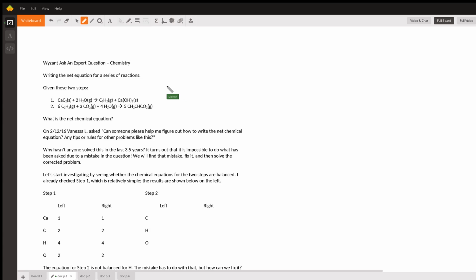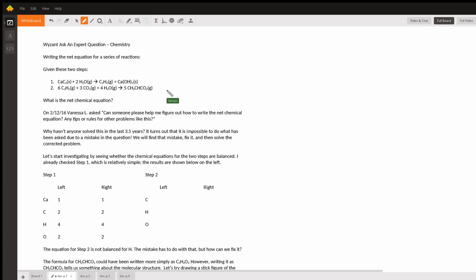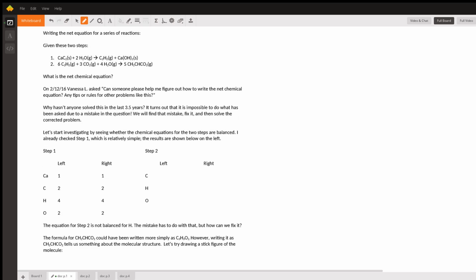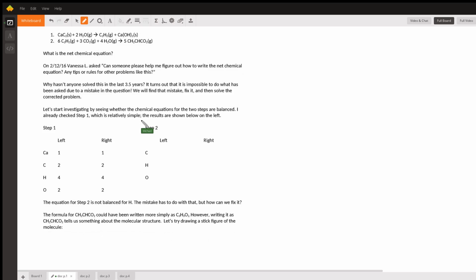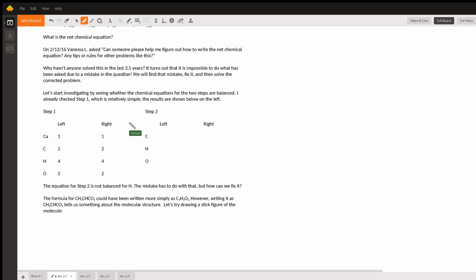So here's an equation that someone asked. Given these two steps, how do you combine them to the net equation? This was 3.5 years ago. Nobody's answered it. Why not? Because it's impossible, because there's a mistake in the question. So first thing we need to do is find that mistake, fix it, and then we can answer the question.